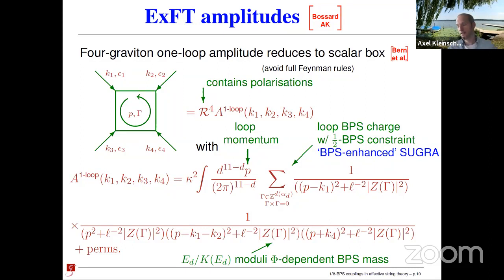So yeah, I think it's an interesting question. How can you go beyond this? Do you have to enlarge the space? Do you have to modify the gauge transformations on the same space? What is the right way of dealing with these quarter BPS things?